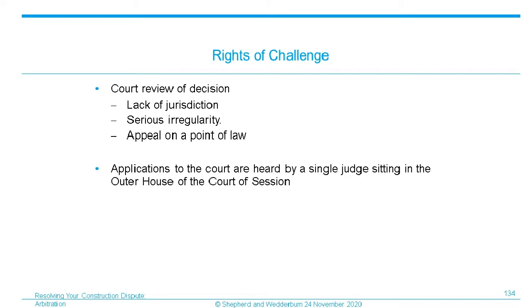The Outer House's decision in Arbitration Application No. 1 of 2013 made it clear that there is no crossover between the serious irregularity and appeals on a point of law. Any such application is made to the Outer House of the Court of Session and is heard by a single judge. It can be considered on paper unless the court is satisfied that a hearing is necessary.